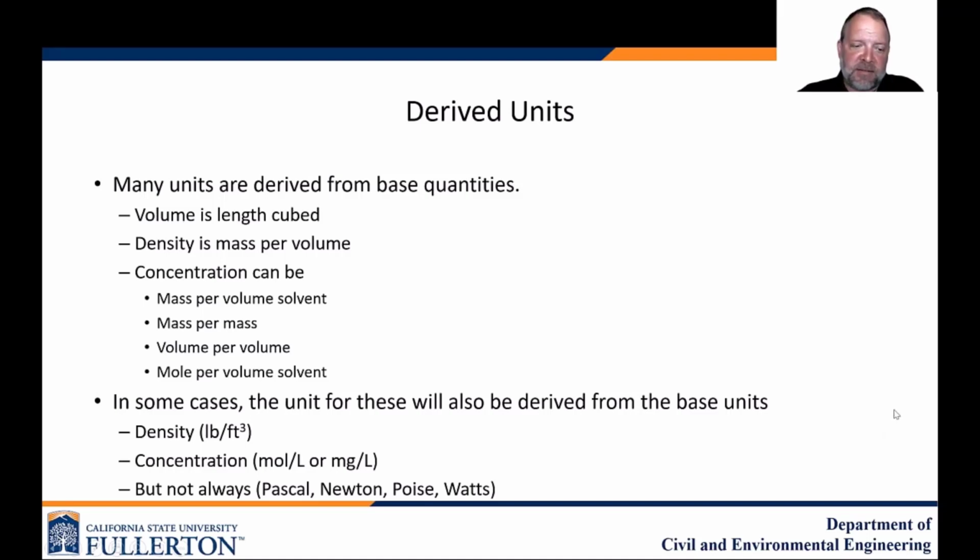But that's not always the case. There are things like pascals, newtons, poise, and watts that are all actually named after people. So a Pascal is a Newton per meter squared. So you have to kind of keep that in mind, that these units named after people are a little harder to convert among. With density you get pounds per cubic foot. It's easier to do unit conversions with that because you know what the units are in the derivation.